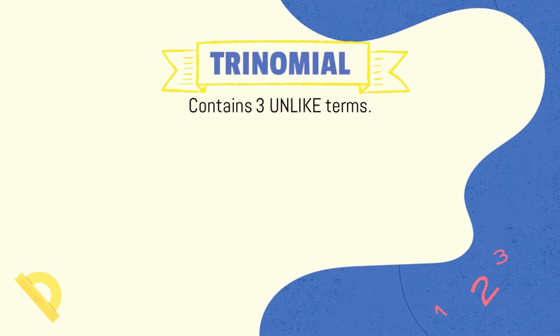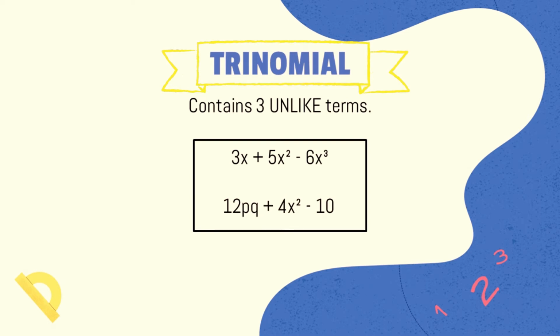Trinomials are the type of algebraic expressions with 3 unlike terms, thus the word trinomial. For example, 3x plus 5x squared minus 6x cubed is a trinomial. It is due to the presence of 3 unlike terms, namely 3x, 5x squared, and 6x cubed. Likewise, 12pq plus 4x squared minus 10 is a trinomial.